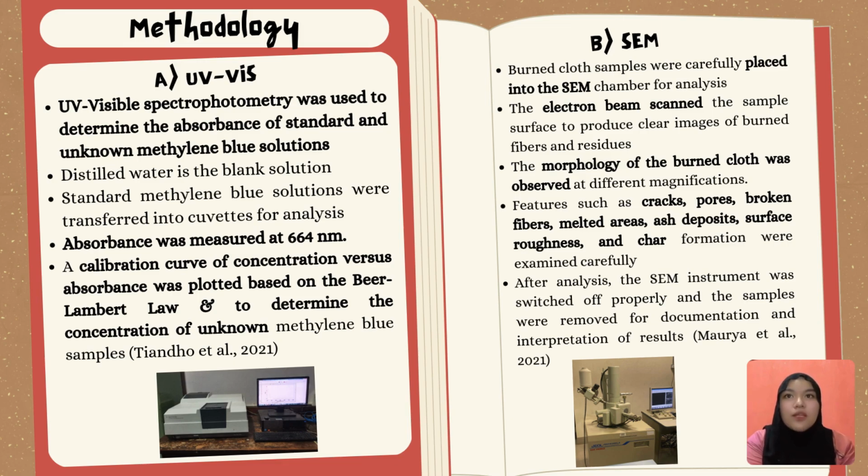For the SEM methodology, the prepared unburned and burnt cloth samples were carefully placed into the SEM chamber for analysis. During the process, the electron beam scanned the sample surface to produce a clear image of the burnt fiber and residue. The morphology of the burnt cloth was then observed at different magnifications to study the physical and structural changes caused by the combustion. Several characteristics were observed carefully, including cracks, broken fiber, melted areas, and char formations. This observation helped to identify the effect of burning on the cloth structure.